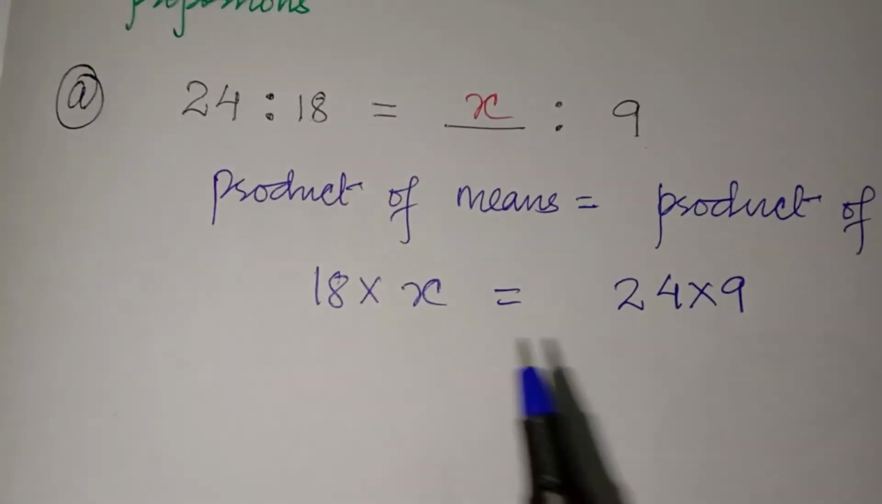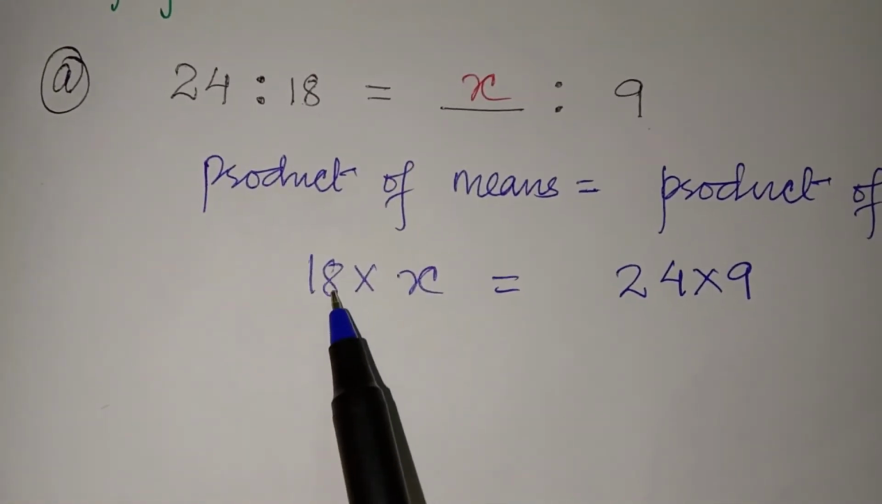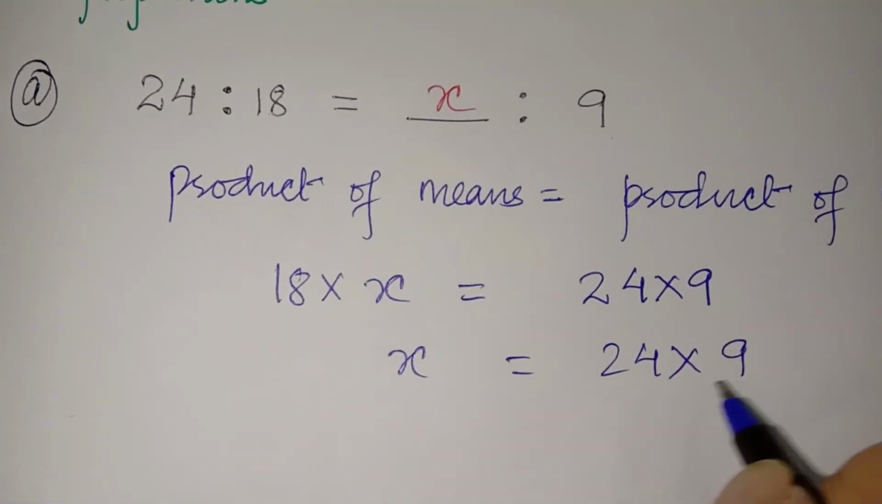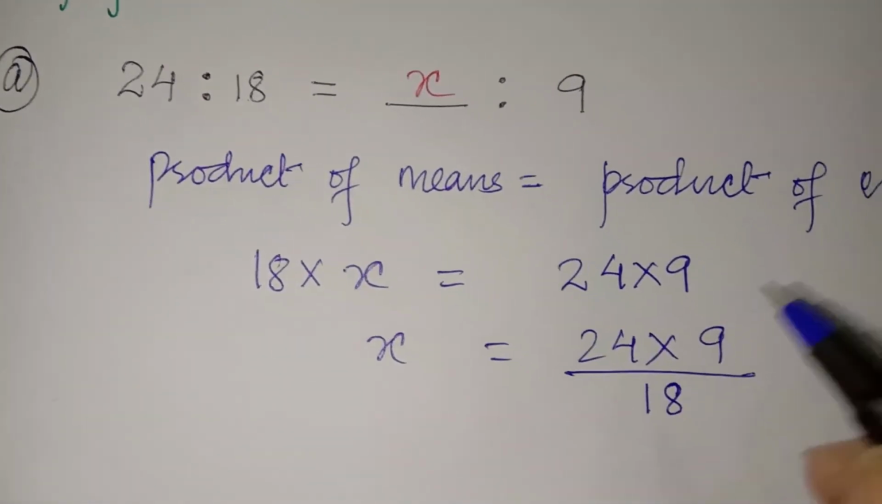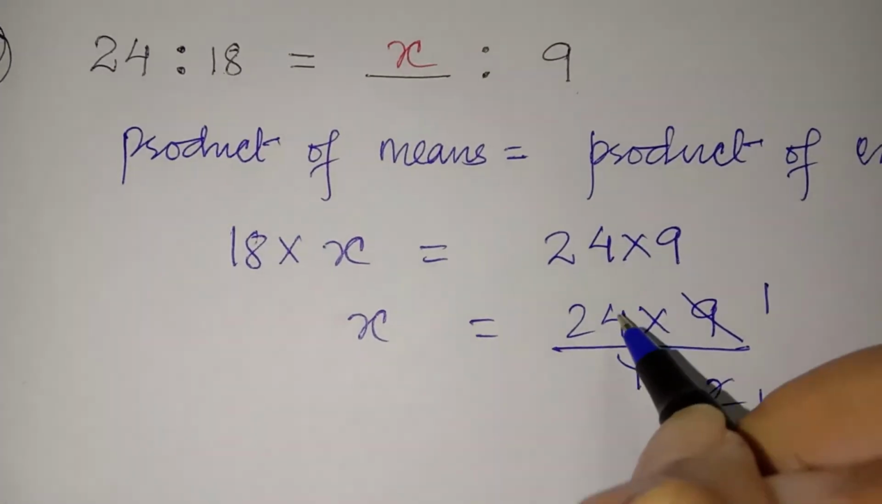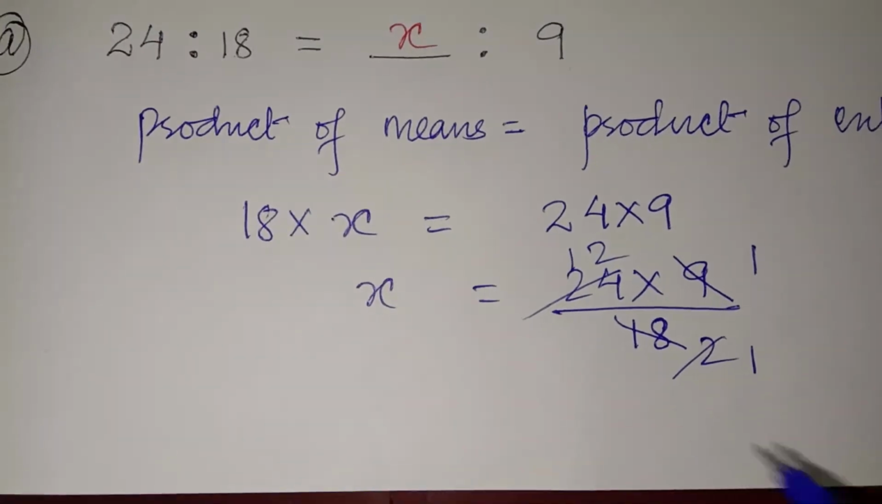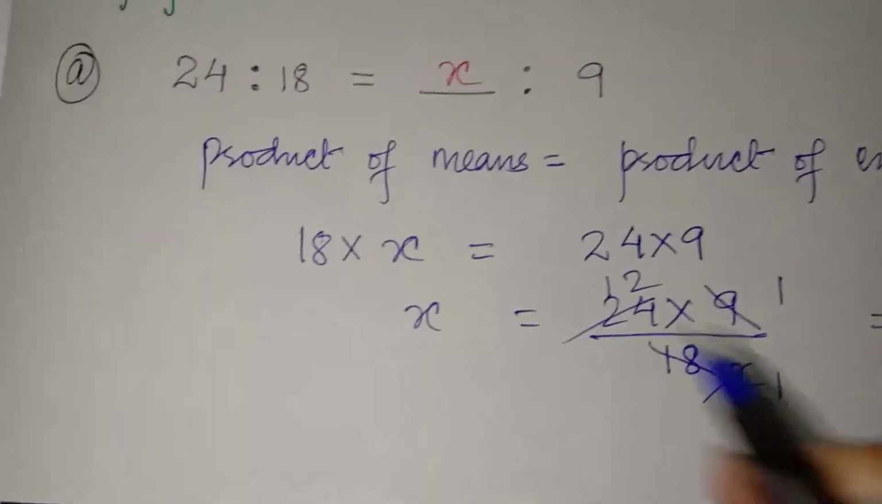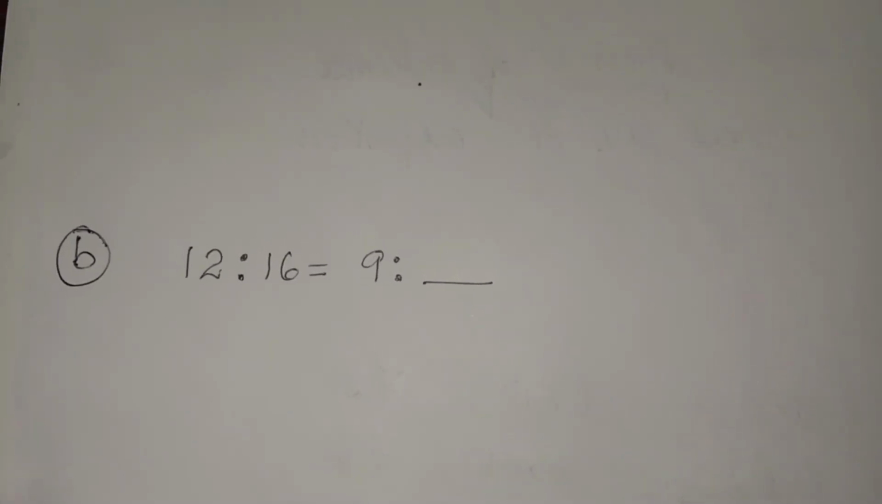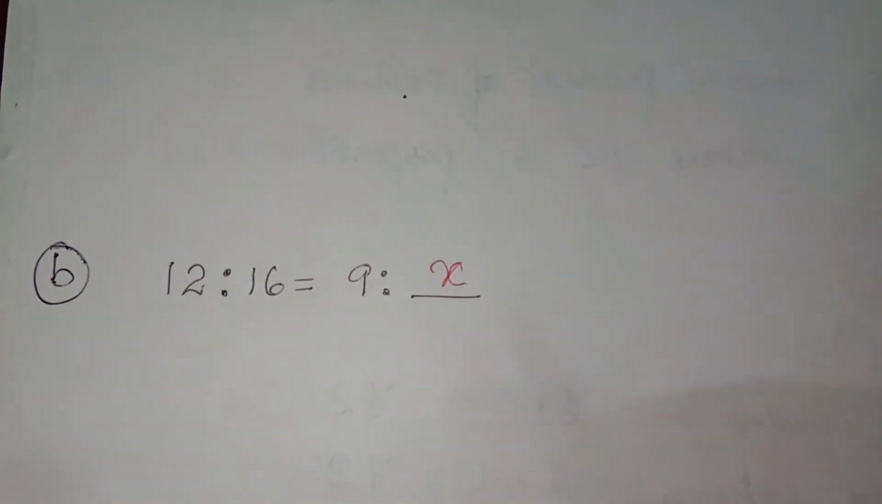Since we need the value of x and this 18 is in multiplication, so this 18 will divide the right hand side. 18, you know, 9 1s are 9, 9 2s are 18. 2 1s are 2, 2 2s are 4. So 12. So the missing term x is equal to 12.